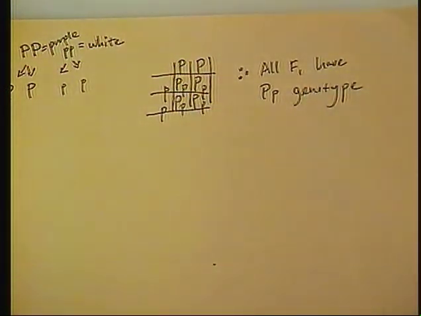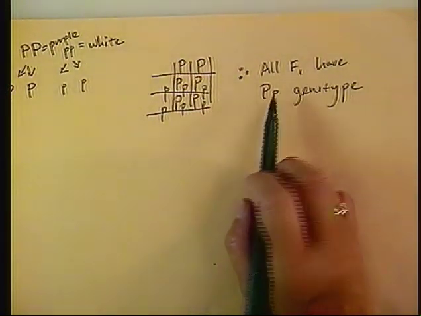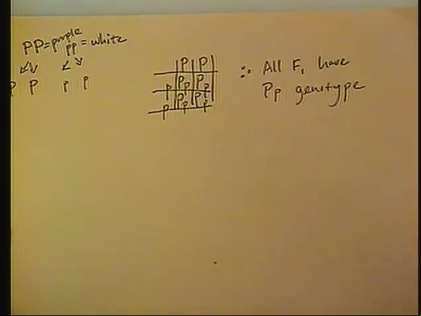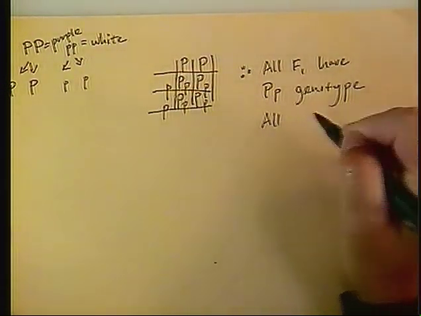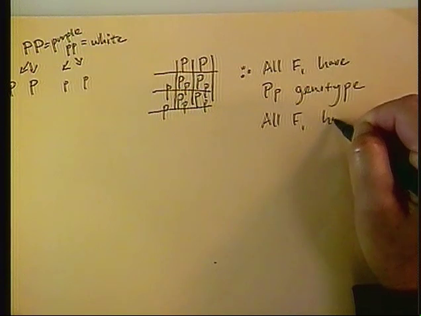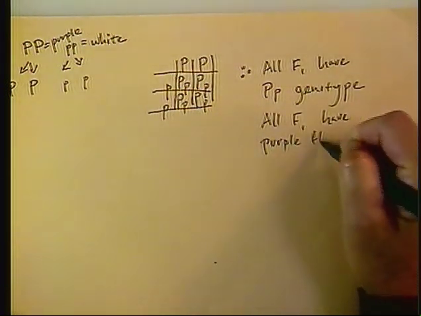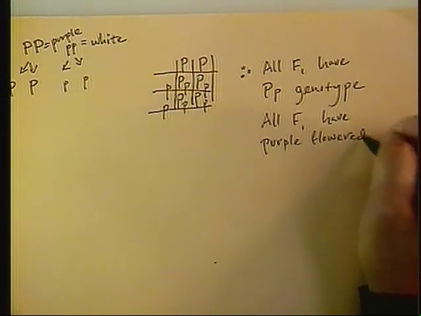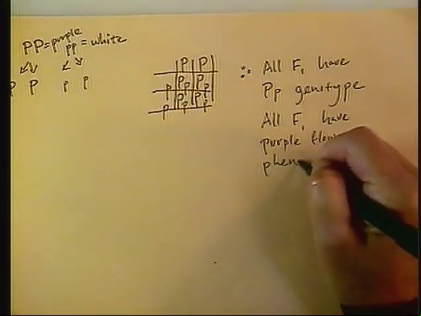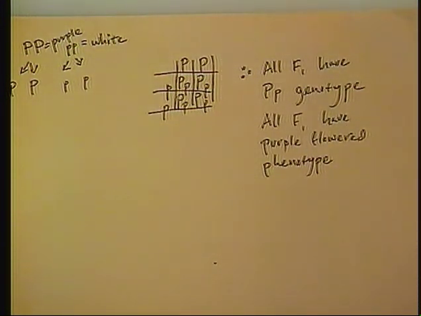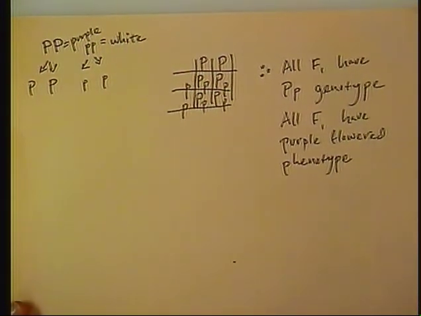So that is sort of the genotypic ratio. All of it, or 100%, have the capital P, lowercase p genotype. Remember, genotype is generally represented by symbols. And all F1 have purple flowers, the flowered phenotype. That's the first part of the genetics problem.